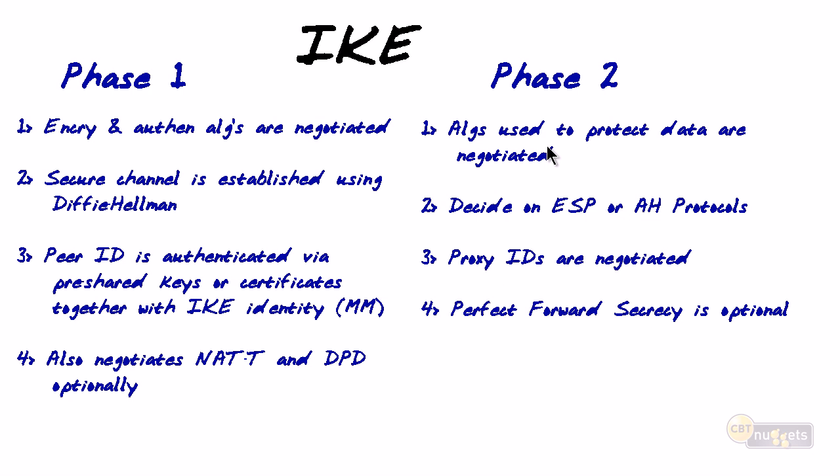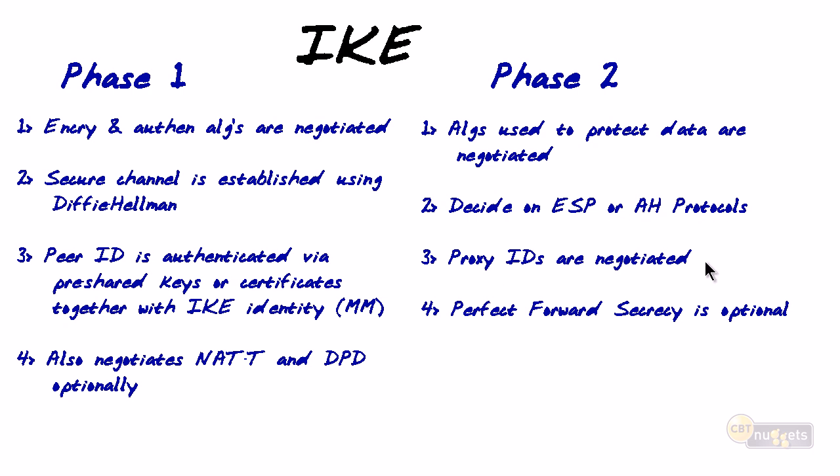Phase 2, the algorithms that are used to protect the data are negotiated. Okay, so this is what we're going to use to build the tunnel, and we're going to transform from clear text to ciphertext. Then in step 2, we're going to decide, are we going to use ESP, which is more likely, or are we going to use AH?